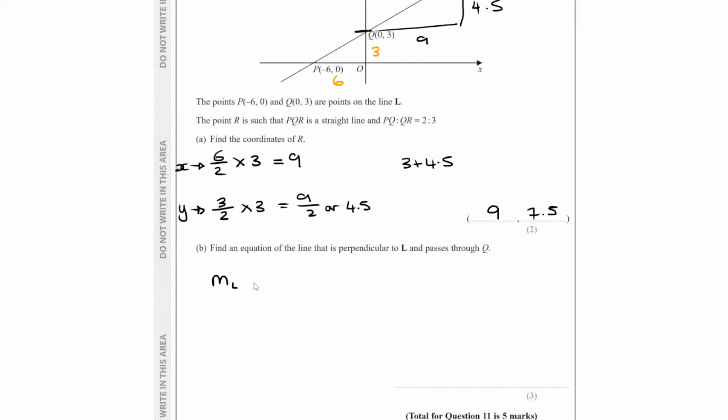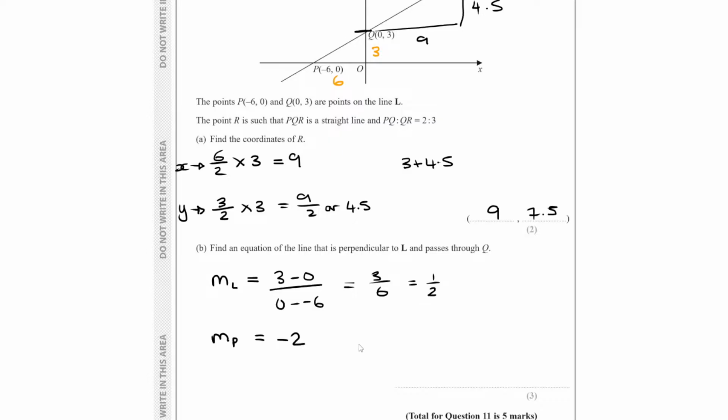So I'm going to do the gradient of line L. Yeah, exactly, negative reciprocal, which I'm just going to choose P and Q. You could obviously use R if you wanted, but I'm just going to choose P and Q. So on the Y, we've got 3 minus 0, and on the X, we've got 0 minus 6, or if you put it the other way around, that's fine as well, which is 3 over 6, which is obviously a half. So then the gradient, I'm just going to put P for perpendicular, is obviously, as you said, the negative reciprocal, which is minus 2.